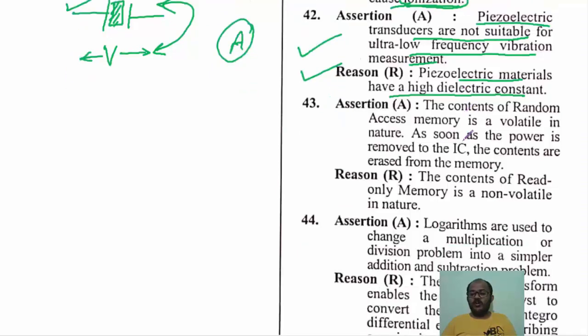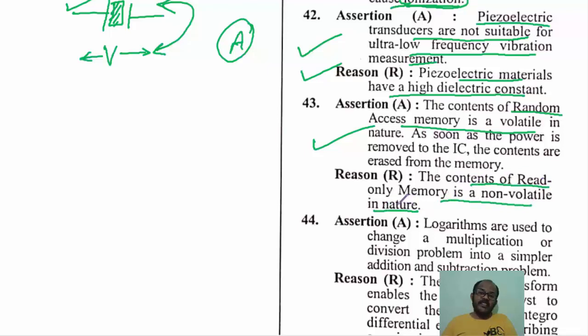43rd question, what is the assertion they are telling is the contents of random access memory, nothing but RAM, is volatile. Nothing but as soon as there is a power failure, you are going to lose the information. This statement is true. But what is the reason they are specifying is the contents of read-only memory is non-volatile.